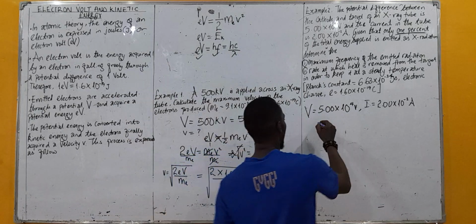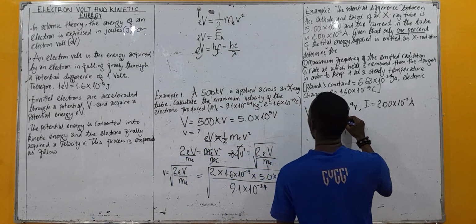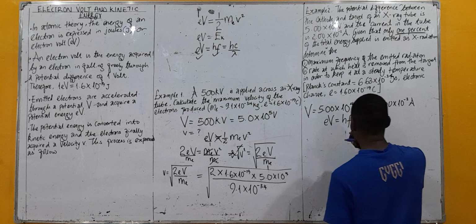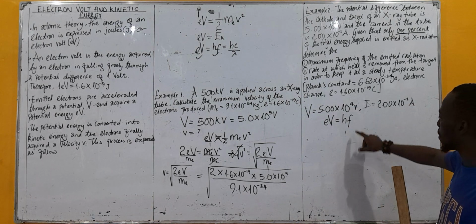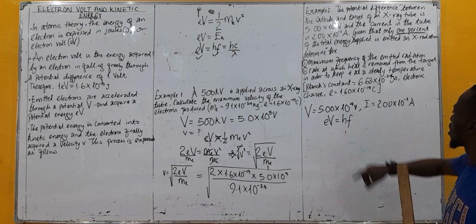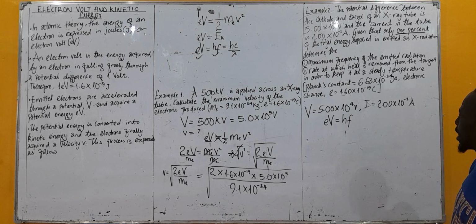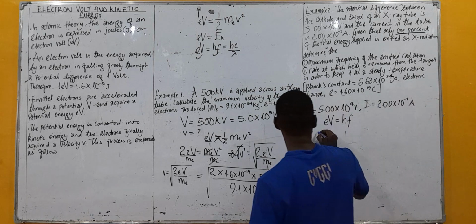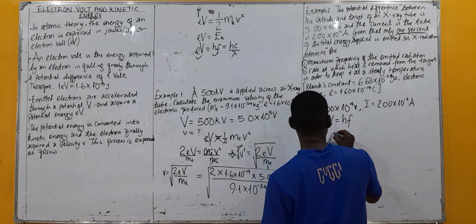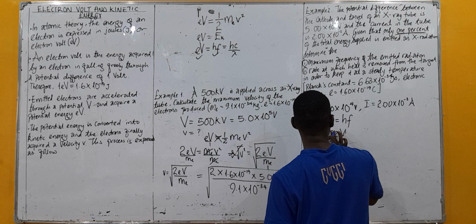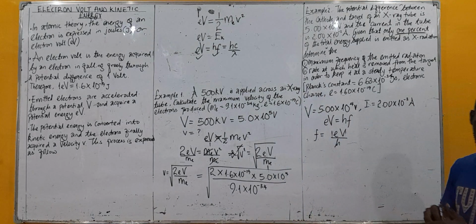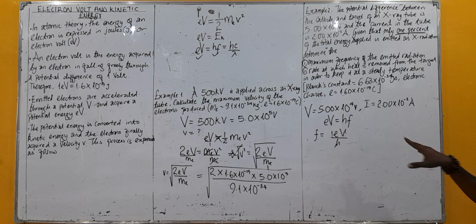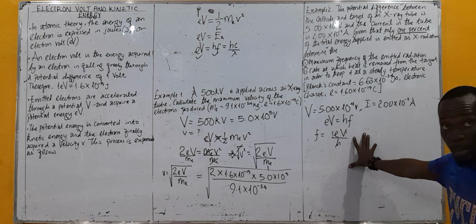Okay, so we have E V equal h f. Now we are looking for our frequency. So to find the frequency now, it will be frequency equal electron volts over the Planck constant. Now, this is the formula, right?